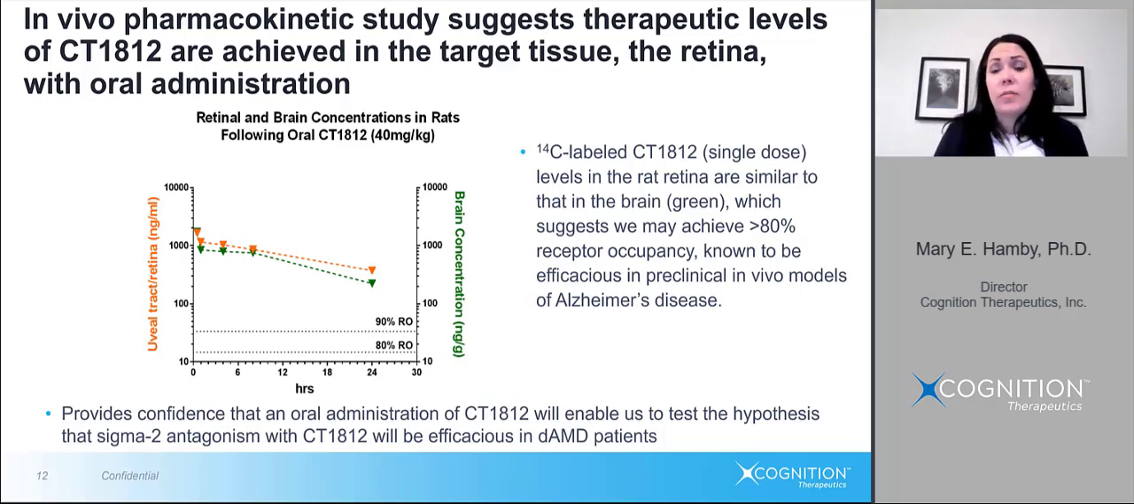It provides confidence that through oral administration of CT1812, we may be reaching the target of interest for dry AMD. And this positions us to test the hypothesis that sigma-2 antagonism with CT1812 will be efficacious in dry AMD. I also want to point out that these drug exposure levels have been modeled for Alzheimer's disease based off in vivo preclinical efficacy studies. Our goal is to achieve greater than 80% receptor occupancy to achieve efficacy for Alzheimer's disease. And you can see we are well above that line with the exposure levels in the retina. So we would expect this to be a therapeutic dose.